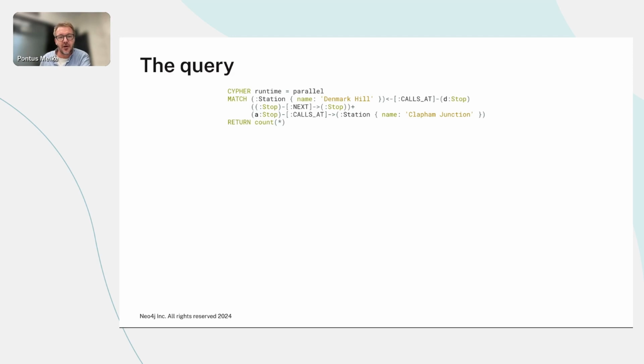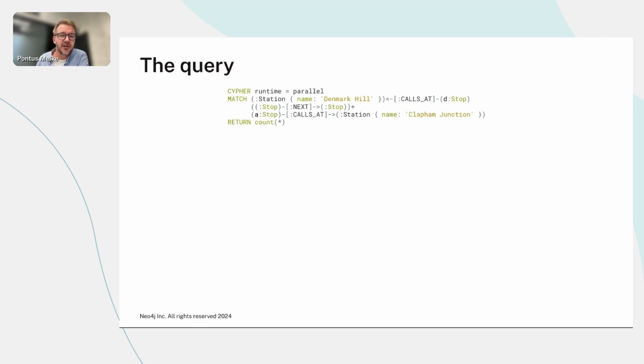So if we look at the query, the first thing to notice here is the first line, the Cypher runtime equals parallel. So this is how you opt in to use the parallel runtime. This is all the configuration you need. If you have that string, you will be using the parallel runtime. If not, you will not use it. And the detail of this query is not that important.